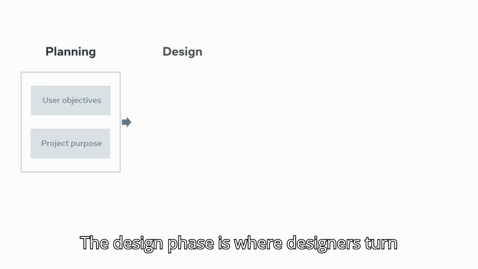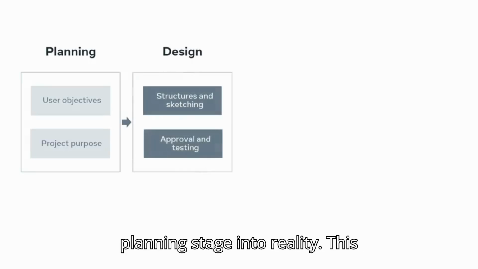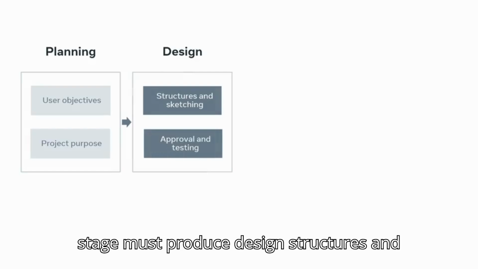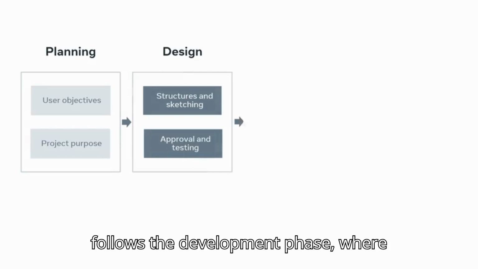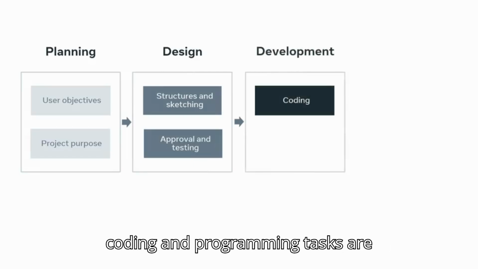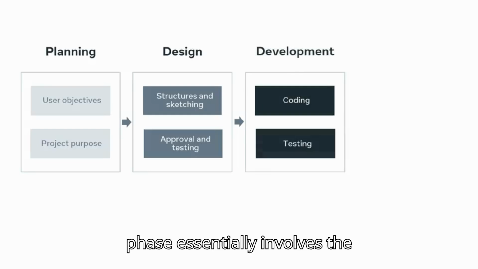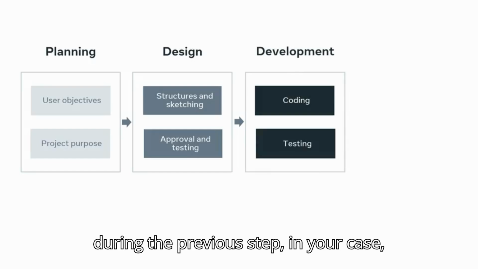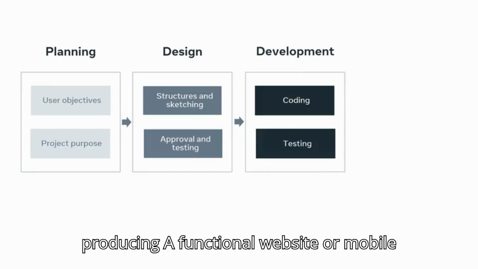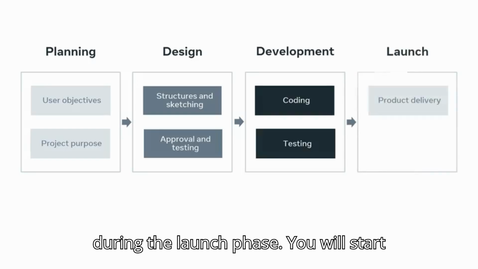The design phase is where designers turn the facts and information from the planning stage into reality. This stage must produce design structures and sketches for approval and testing. Then follows the development phase, where coding and programming tasks are completed, as well as testing. This phase essentially involves the implementation of the results acquired during the previous step, in your case, producing a functional website or mobile application. The product is delivered during the launch phase.